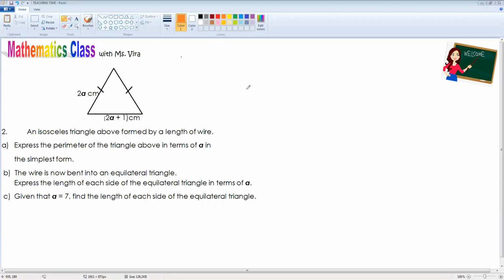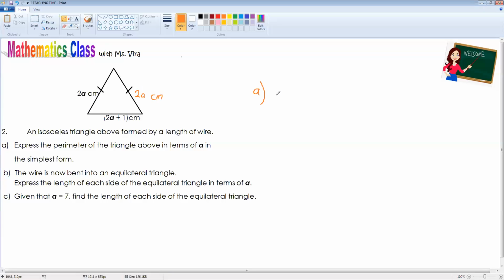So, first, we're going to answer question A. It says express the perimeter, and this one is an isosceles triangle. These two signs show that this side is equal to this side, because this one is 2a centimeter, so this side will be 2a centimeter.